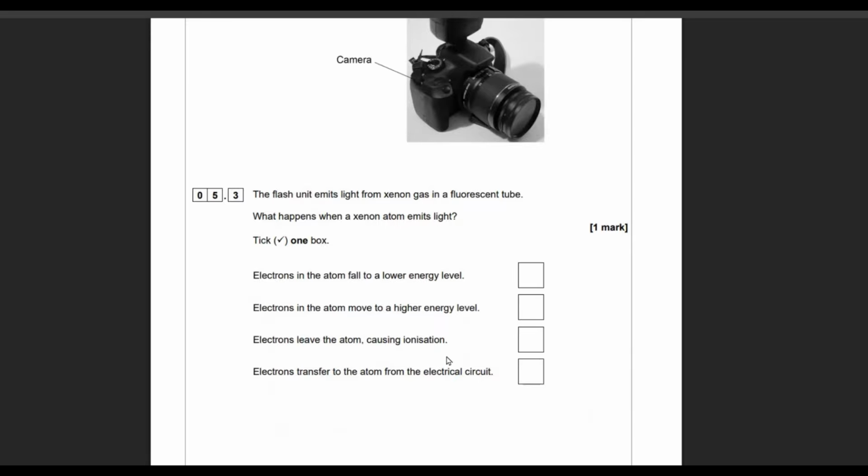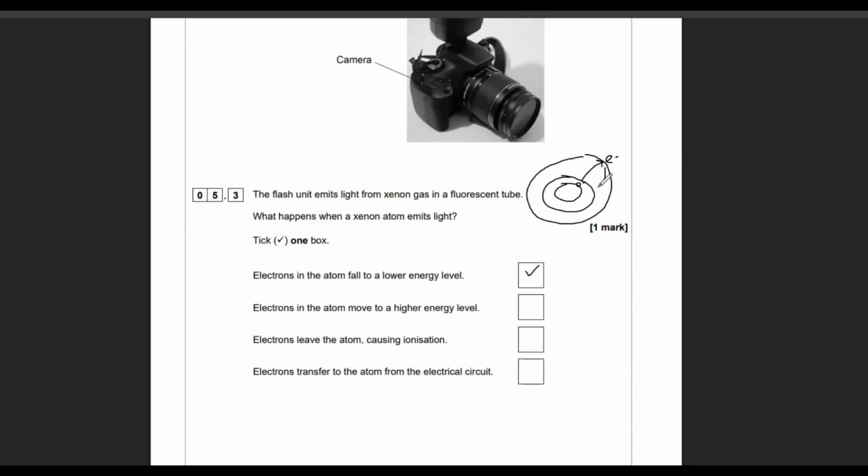This one I think is pretty difficult, and I don't think a lot of people know this. So if you don't get it right, don't punch yourself in the face. Okay, but the answer is electrons in the atom fall to a lower energy level. What happens is electrons get excited. You remember when in chemistry and in science, you draw electron shells. Electrons can jump between those shells. You can excite them by heating or various electricity.